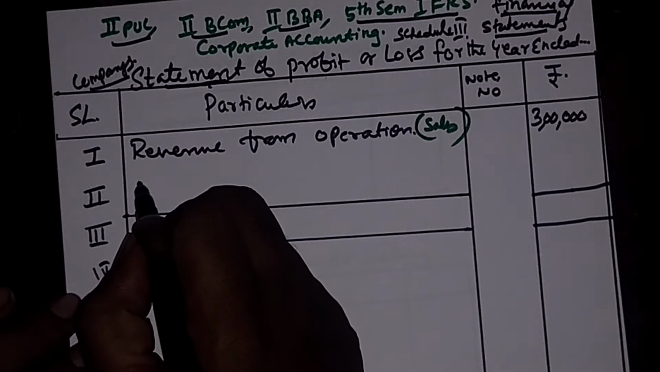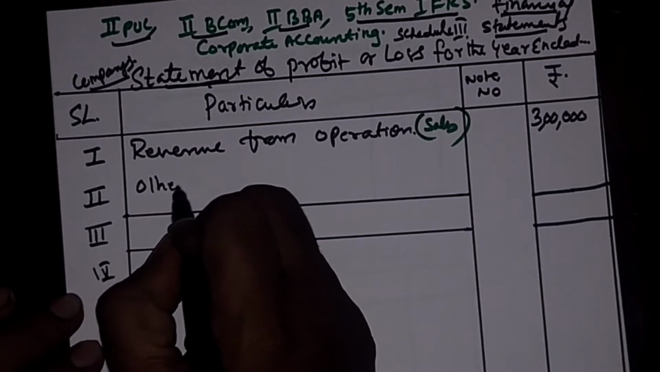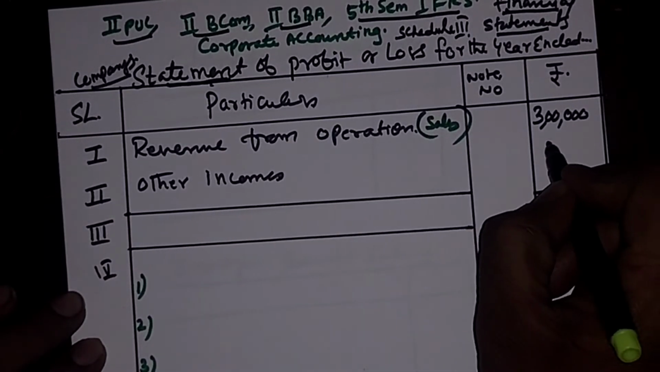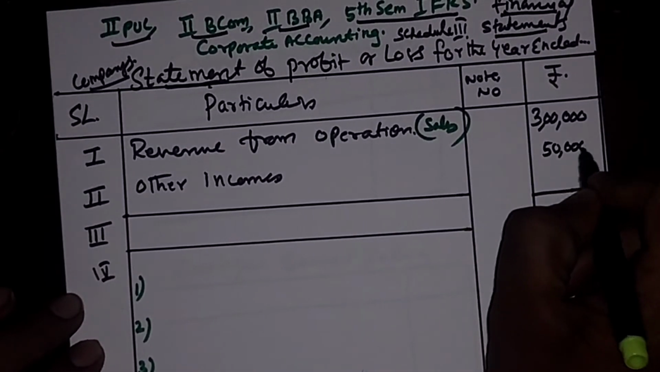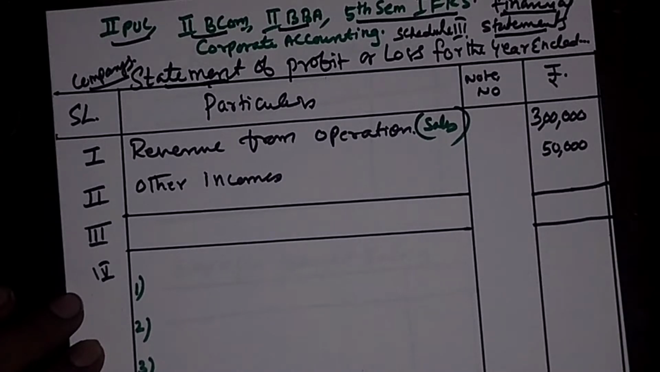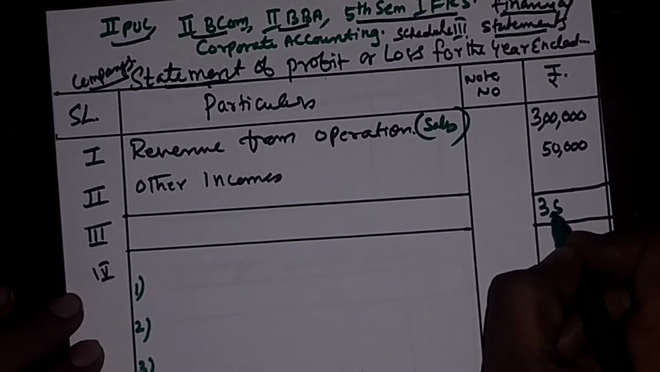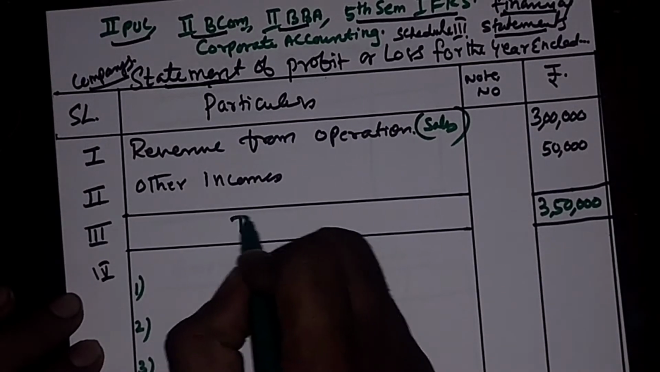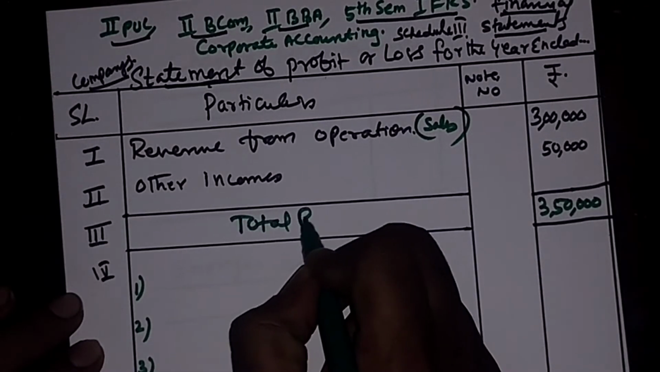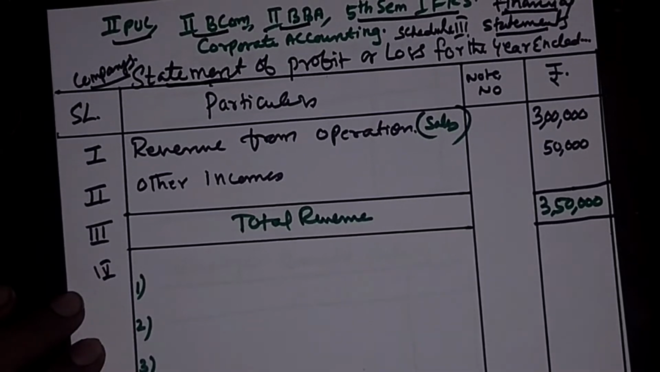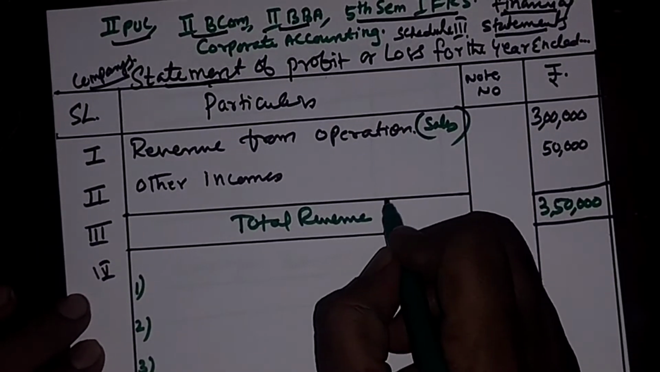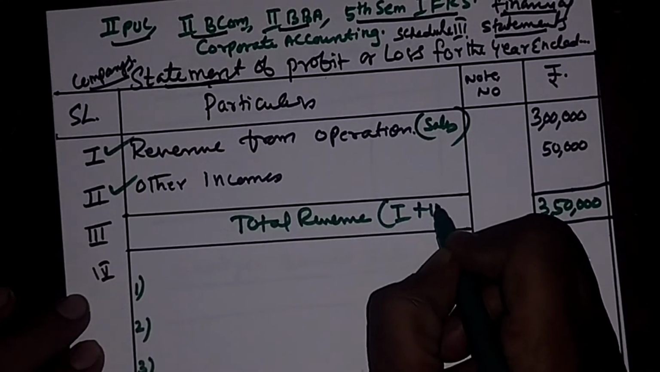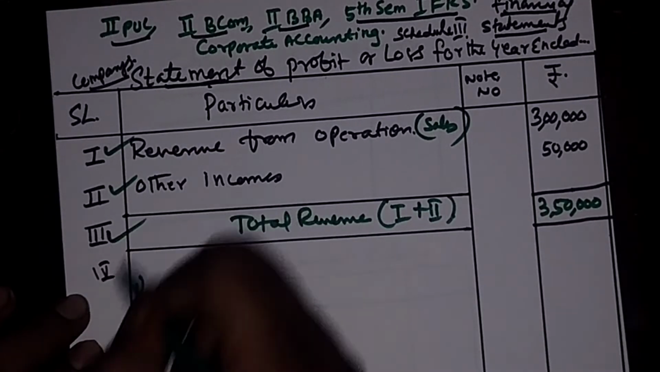The second one is the other incomes. Other incomes. Let me write here 150,000. So overall I get a total of 3,50,000. This 3,50,000 is called the total revenue. How do you get this total revenue? Roman number 1 plus Roman number 2. We call it Roman number 3.